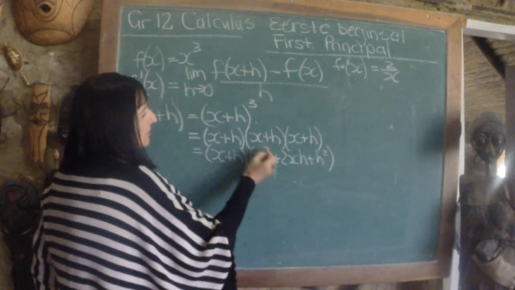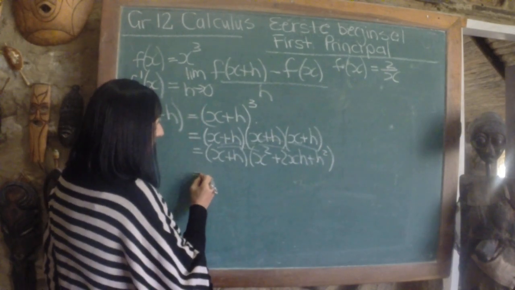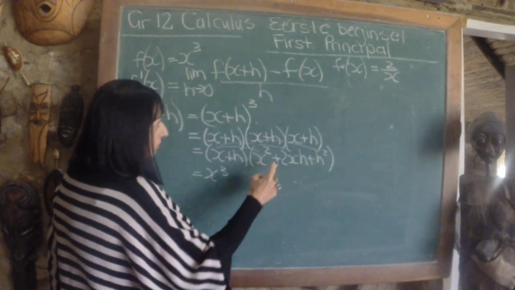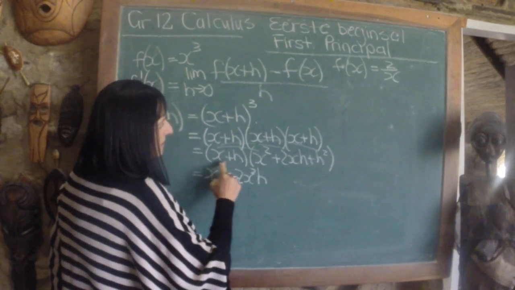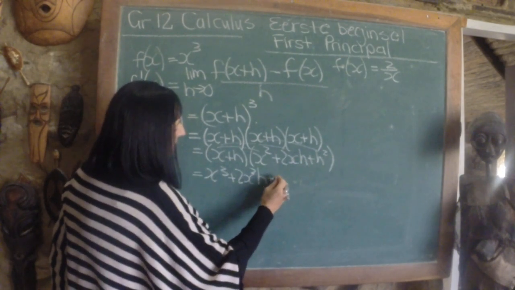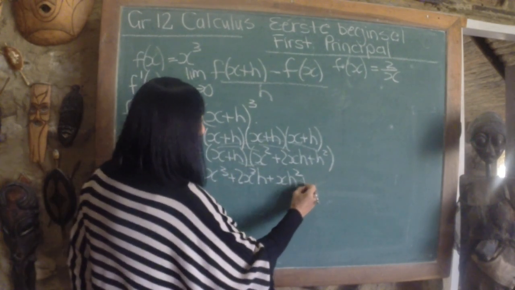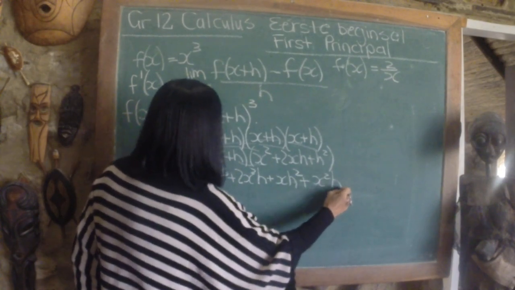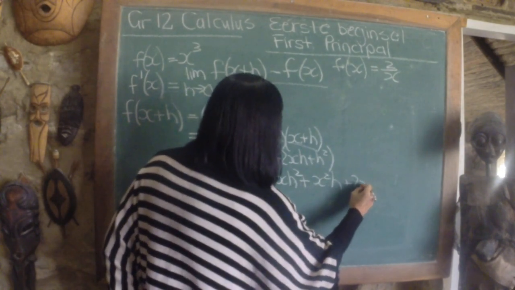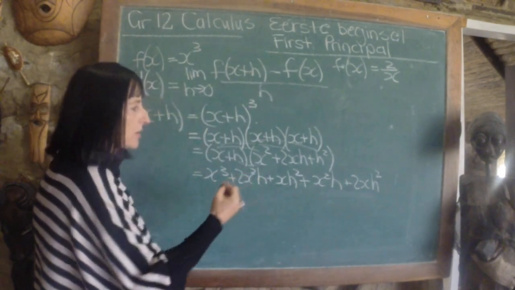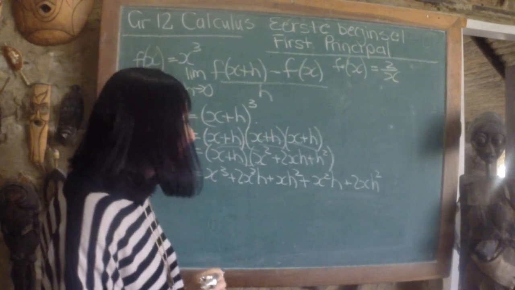Okay, now we're going to multiply that guy in. Firstly that, x times x squared, gee vir my x tot die derde mag, x maal 2x plus h, gee vir my plus 2x kwadraat h, x maal h kwadraat, gee vir my plus xh kwadraat. Okay, now the h, it's plus x squared h, en daai enetjie is plus 2xh kwadraat.